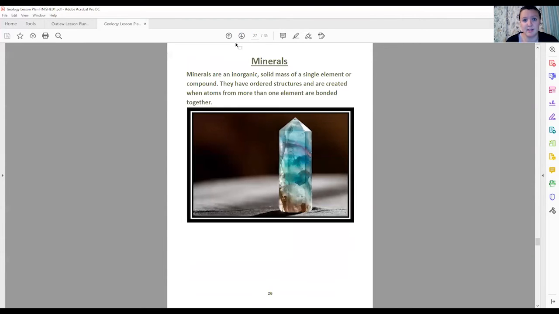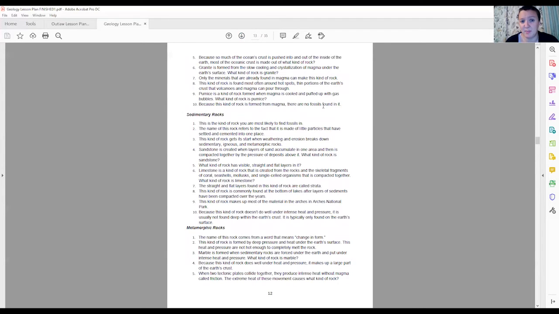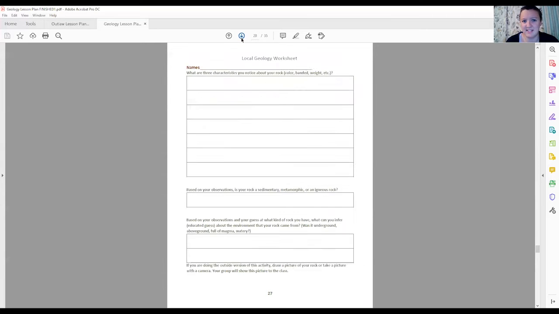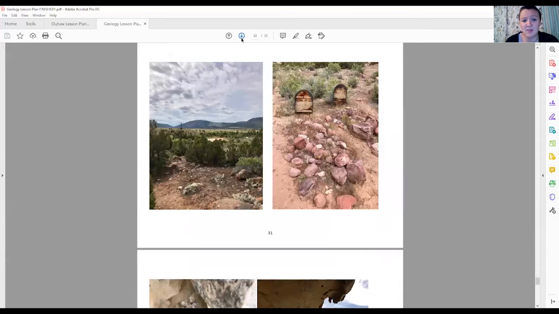So let's see. We have these sheets at the end of the lesson plan. There are a bunch. I took all of these photos when I went out there.